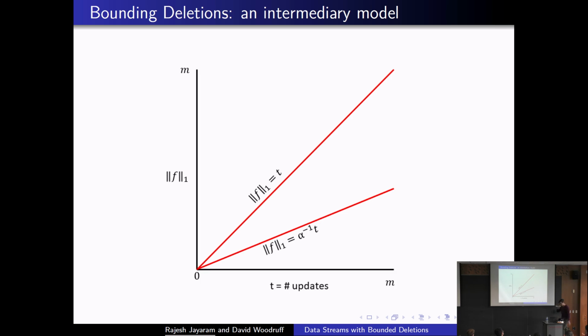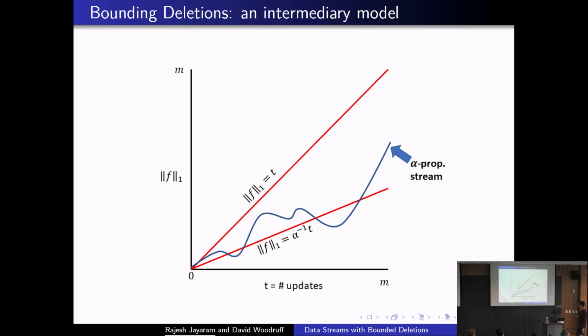So a little bit of intuition about what this looks like. You have your graph. This is the number of updates that you've had so far, and this is the L1 norm after T updates. Obviously, if you have unit updates, the L1 norm can't be greater than the number of updates you've seen so far. So this line is an upper bound. But the alpha property just says that at the end of the stream, this line is a lower bound.